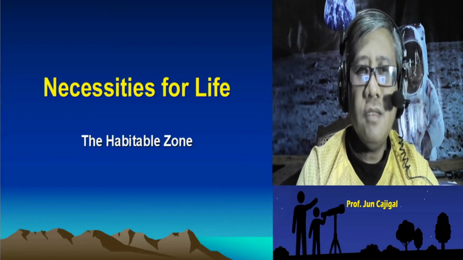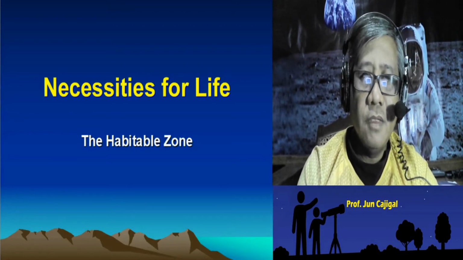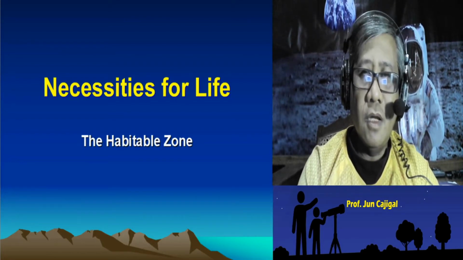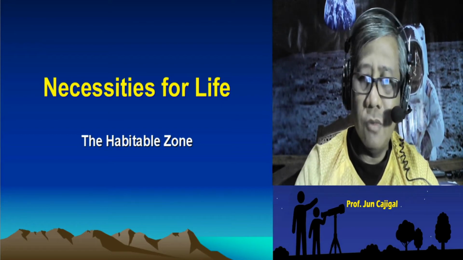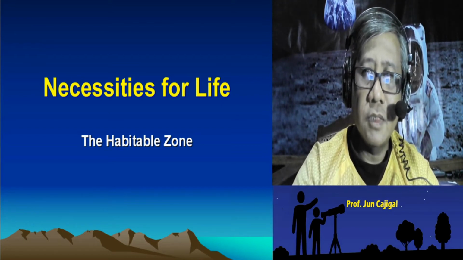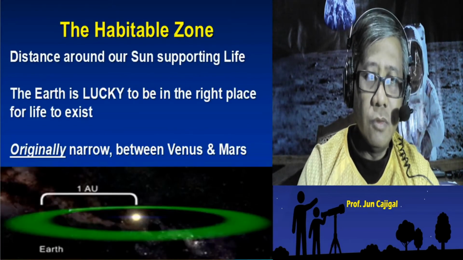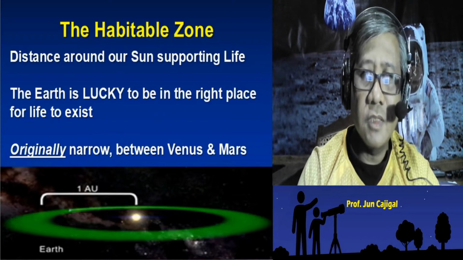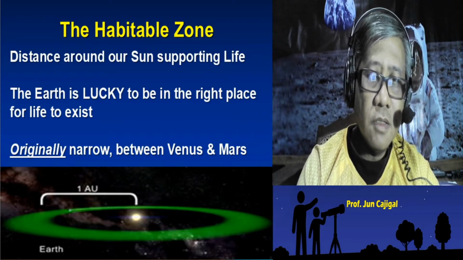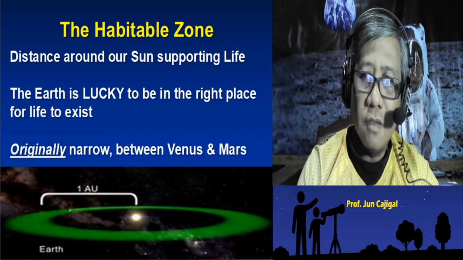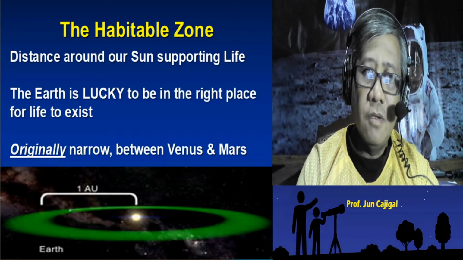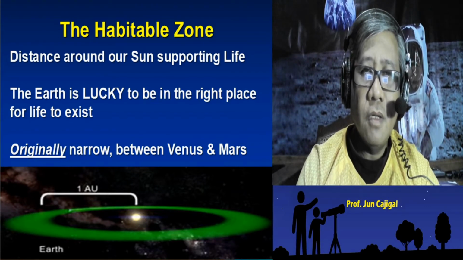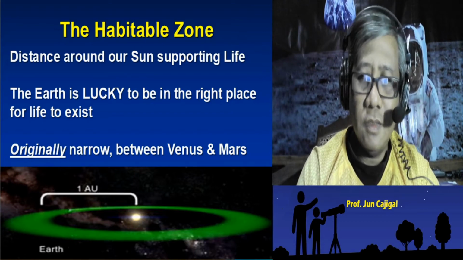Okay, my dear netizens? Alright, so, necessities for life to exist. I'm sure you're familiar with the habitable zone, or sometimes we call this the Goldilocks zone. Now, the habitable zone, or the Goldilocks zone, is the distance from the Earth to the Sun that can support life. Okay, so maswerte tayo. The Earth is lucky to be in the right place for life to exist.